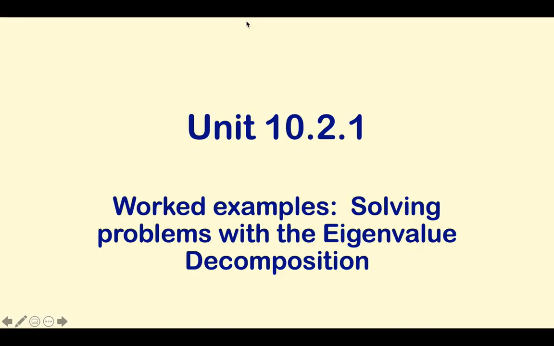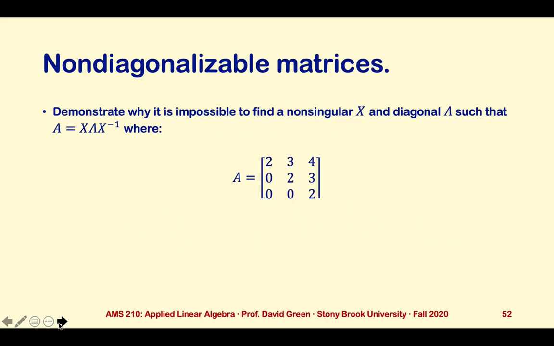Hi, in this video we're going to go through some worked examples, evaluating the eigenvalue decomposition, and seeing how we can use that to simplify certain types of problems. Let's begin with a problem addressing the question of diagonalization, or the eigenvalue decomposition, and when it fails.